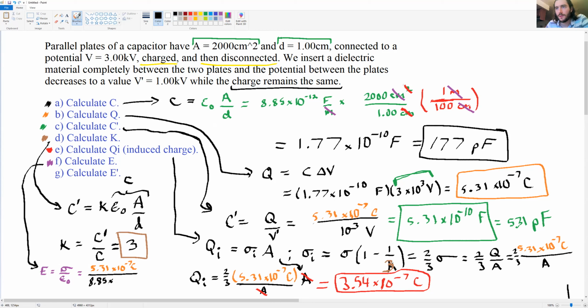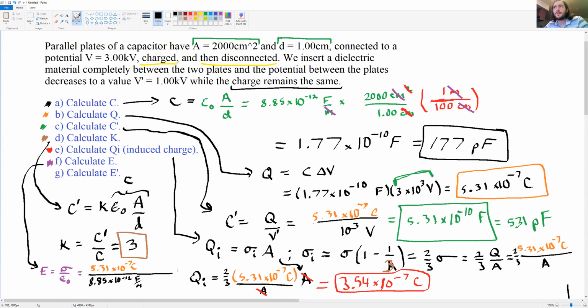8.85 times 10 to the minus 12. And that is going to have units of farads per meter. And we also have to divide by the area because, right, we're doing sigma is charge divided by area. So we need to divide by the area as well.